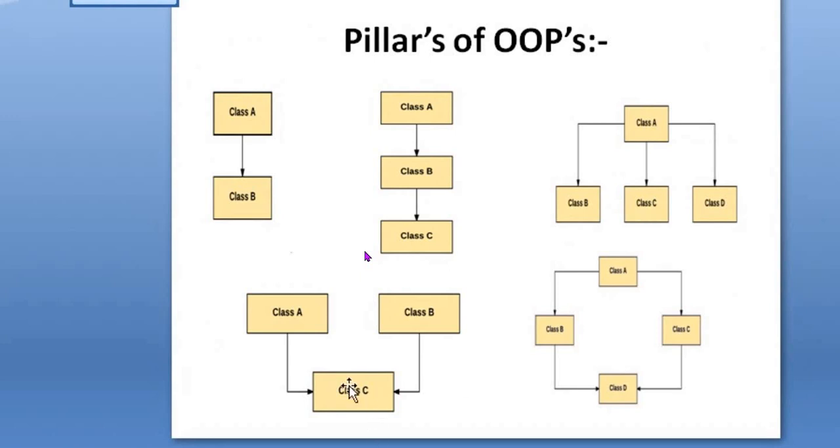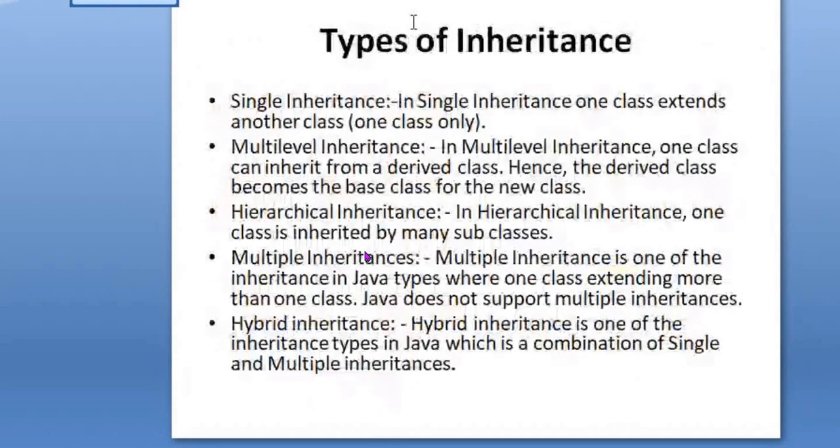Multiple inheritance means class A and class B, these are the parent classes, and they are inherited by class C, which is the child class. And hybrid inheritance means class A, that is the parent class, is inherited by class B and class C, and class B and class C are further inherited by class D. So these are the types of inheritance.